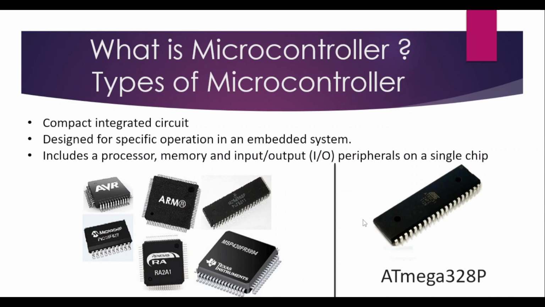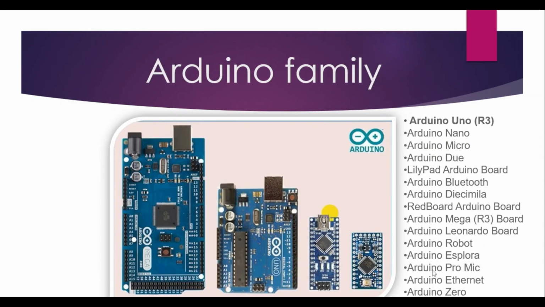Now here is the microcontroller that is on Arduino. That's ATmega328P. Now let's go to the Arduino family. Here is some of the Arduino family. That's Mega, Uno, and Tre is small. And here is some more of the Arduino family: Arduino Nano, Arduino Micro, Arduino Due, and etc.